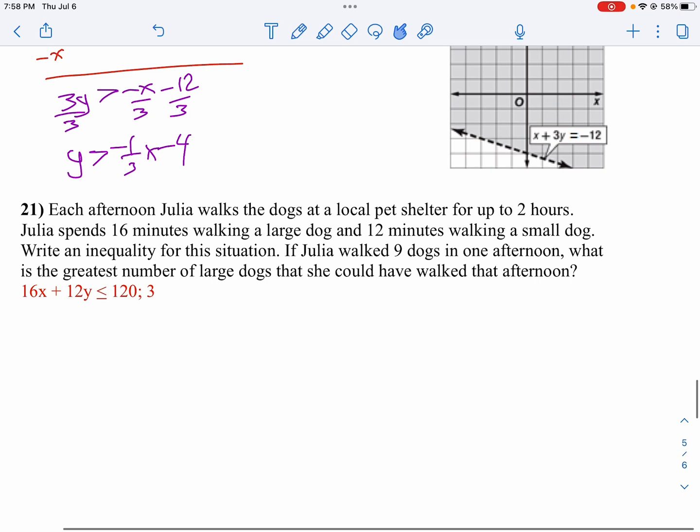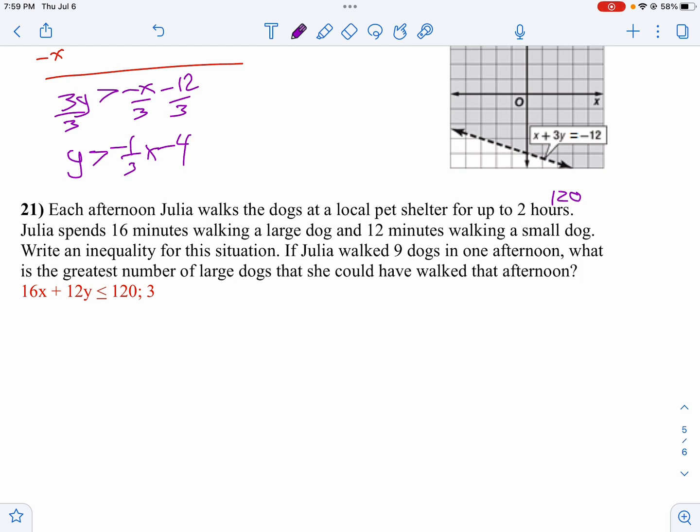And number 21, when you did this problem, did you notice what's going on here? The issue we have here is I gave you the time in hours, but I gave you what she's walking the dogs at in minutes. So that wasn't very nice of me. So instead of hours, let's change that to minutes. 2 hours is 120 minutes.